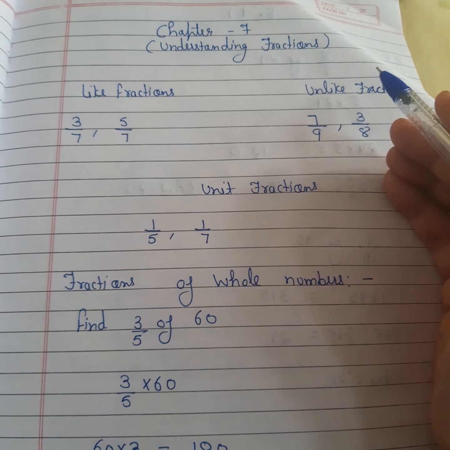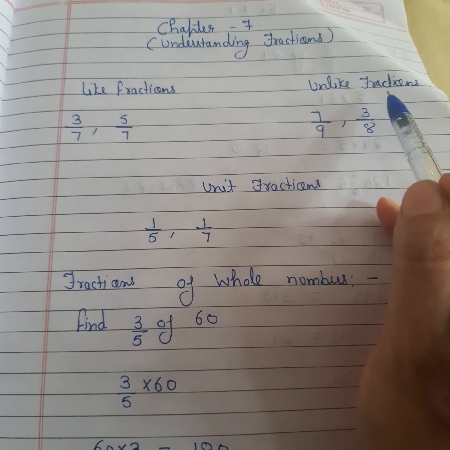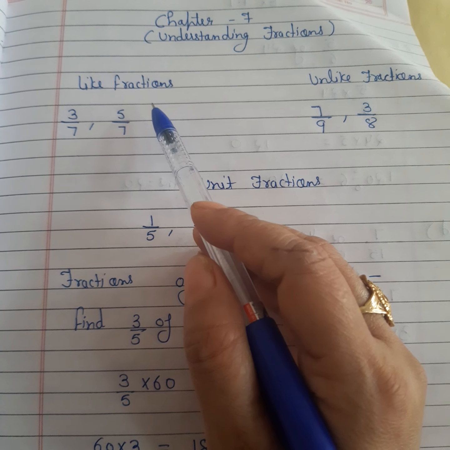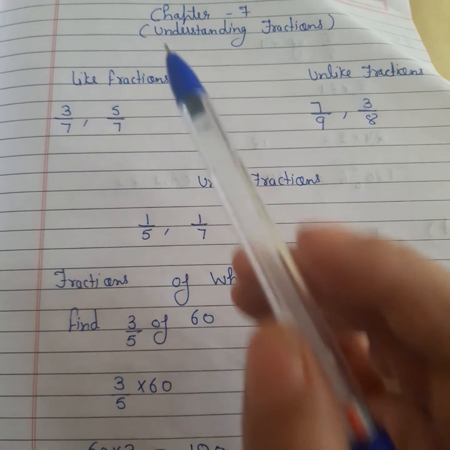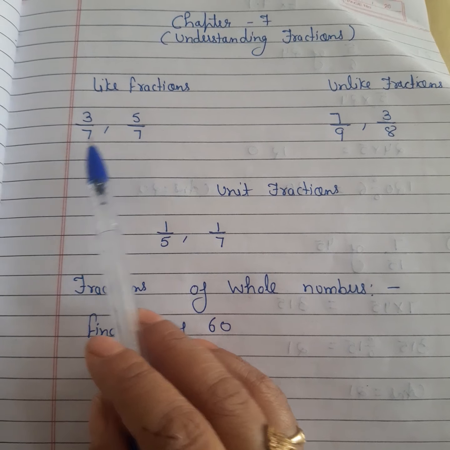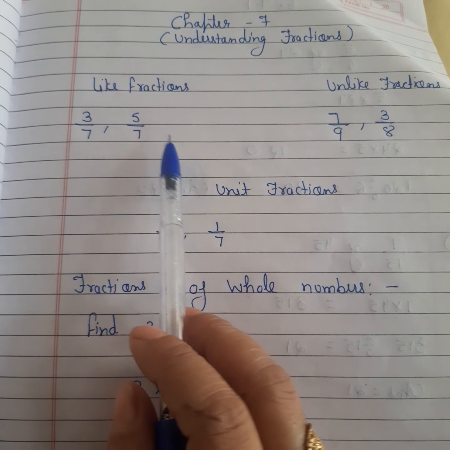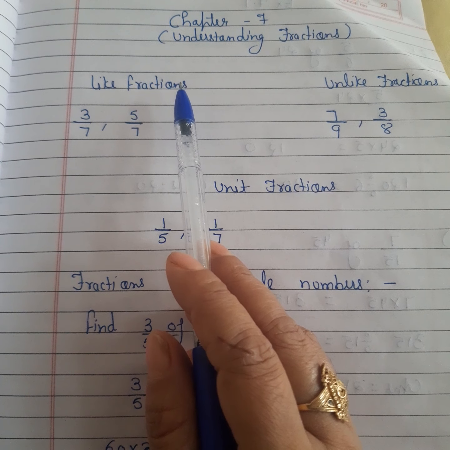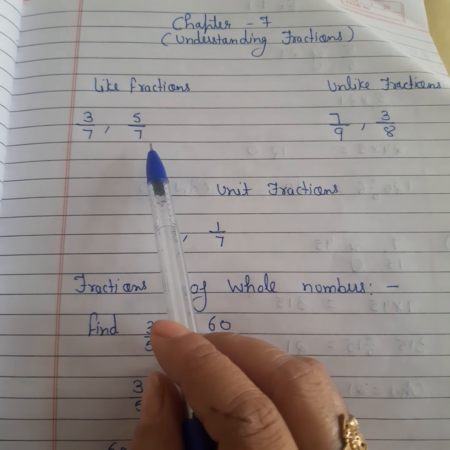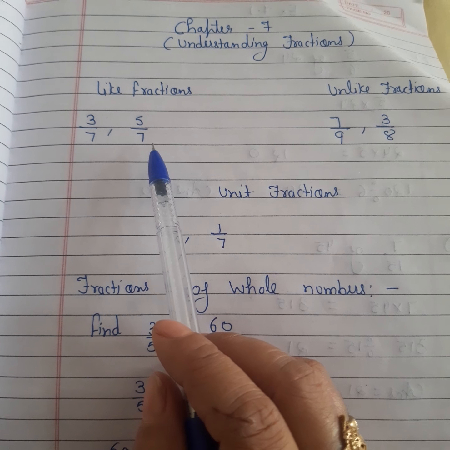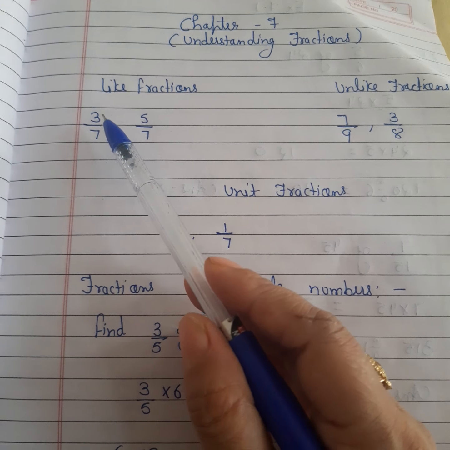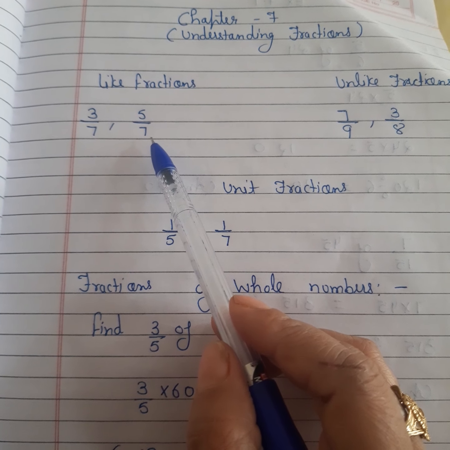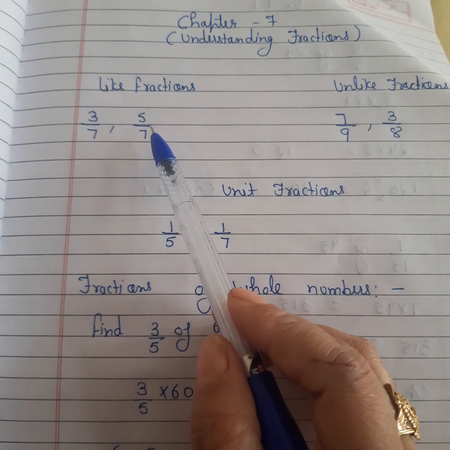Now move towards like fractions and unlike fractions. First of all, like fractions. What is a like fraction? The fractions having the same denominator are called like fractions. Again, I am repeating, the fractions that have the same denominator are called like fractions. If you take the case of 3 by 7 and 5 by 7, both have the same denominator, that is 7. So these are your like fractions.